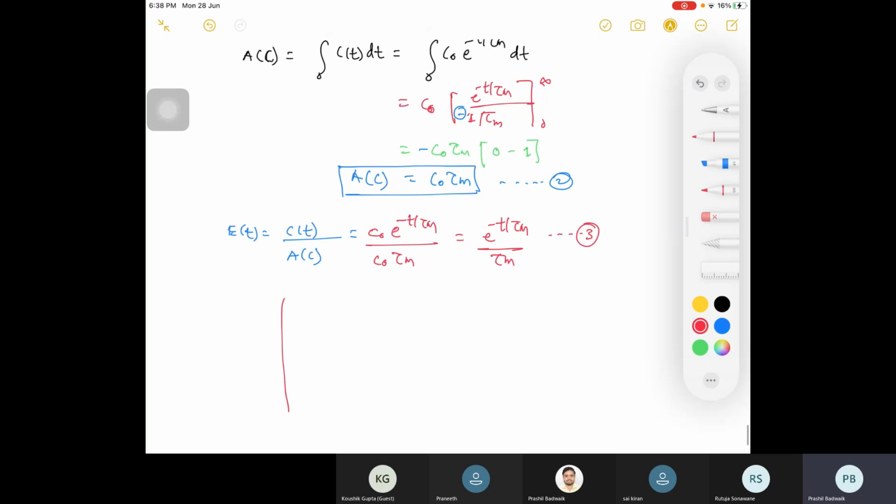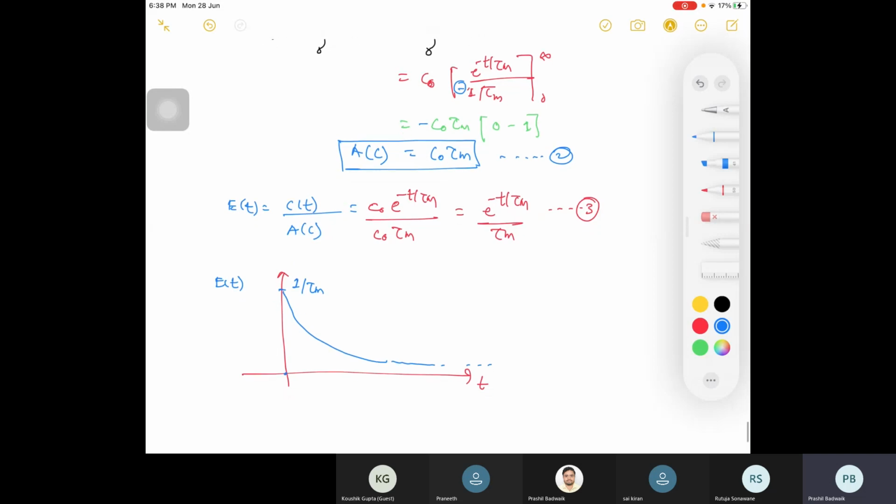Now how can I draw this? This is your time, this is your E of t. What is this value at time t equal to 0? What is your E of t? It is 1 by tau m, and it decays exponentially. So this is your curve.